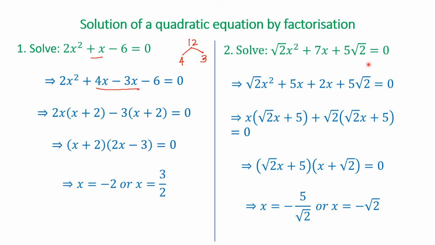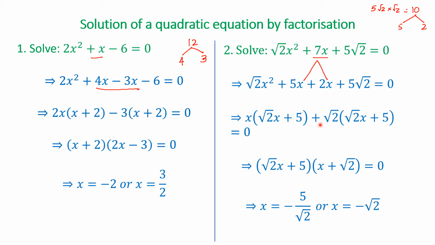In the same way, in the next question, root 2 x square plus 7x plus 5 root 2, I will multiply again, as I had said, the coefficient of x square and the constant term to get 5 into root 2 into root 2, which is equal to 5 2s are 10. I am splitting 10 as 5 and 2 because I have 7x over here. So I will write the middle term 7x as 5x plus 2x. I leave the remaining two terms, the first and the last term, as it is.